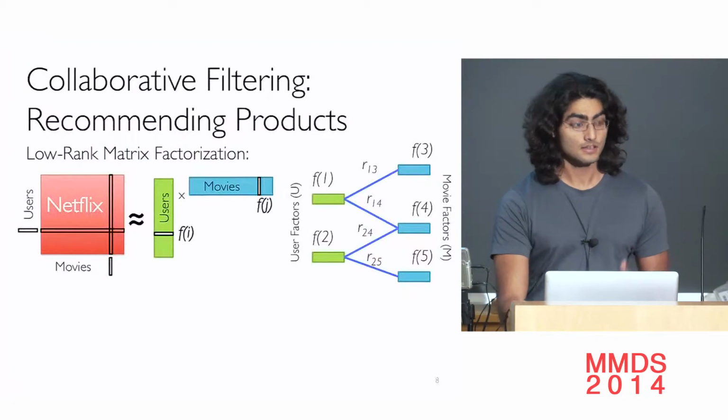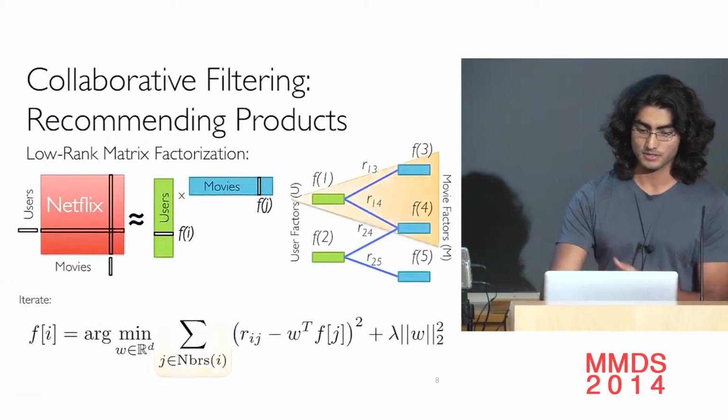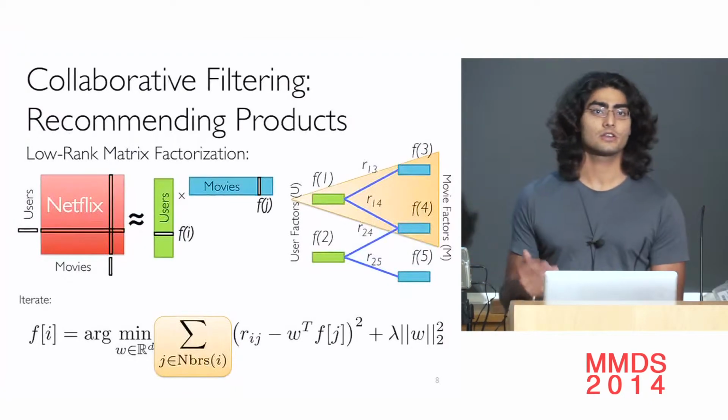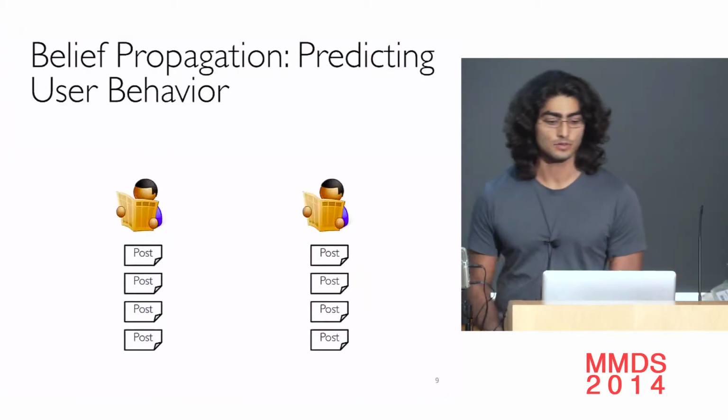Now again, vertices only need access to their neighbors in each iteration. Here's the update formula. Each vertex only needs access to its neighbors, and therefore all these updates can run in parallel. Now finally, a final example.